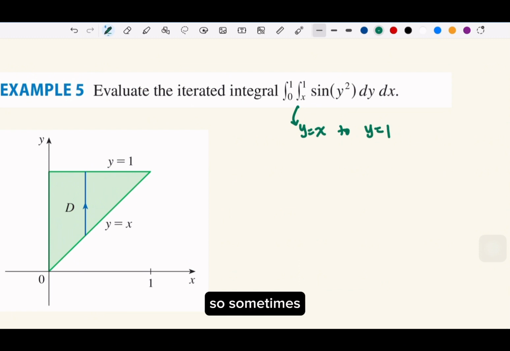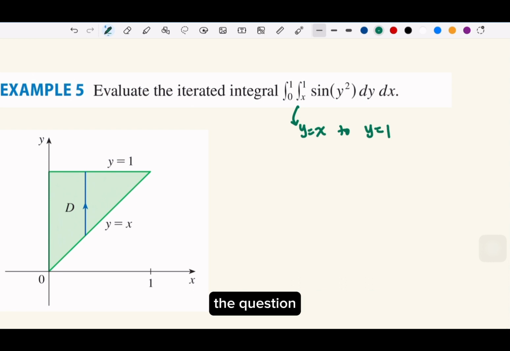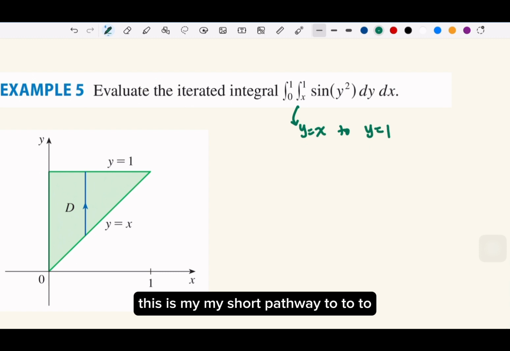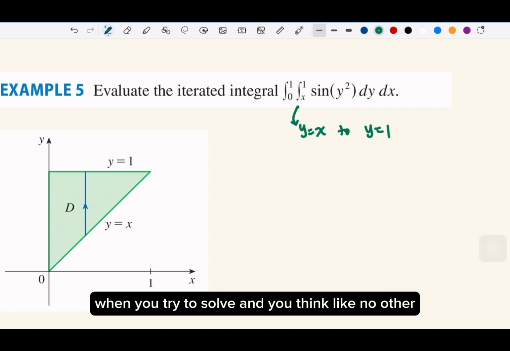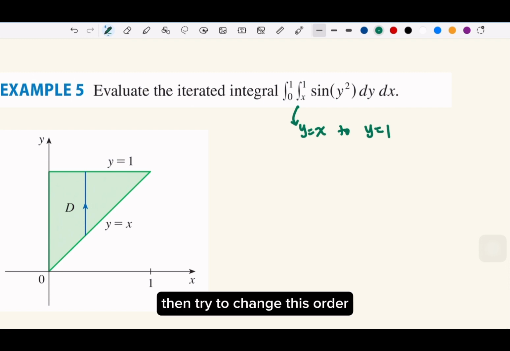So sometimes when we see an integration like this, it's obvious, like when you see the question, it's a typical question in chapter 15. And this is my shortcut to give you an idea how to solve. When you try to solve and you think there is no other simple method to integrate, then try to change the order. So this is dy dx. Try to look at dx dy. Maybe it can be solved.